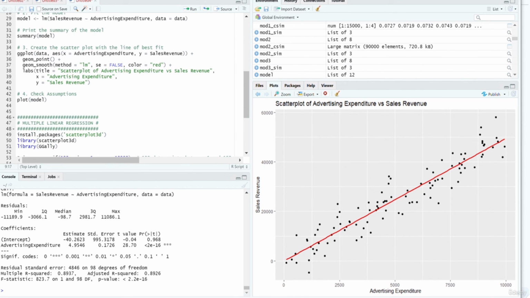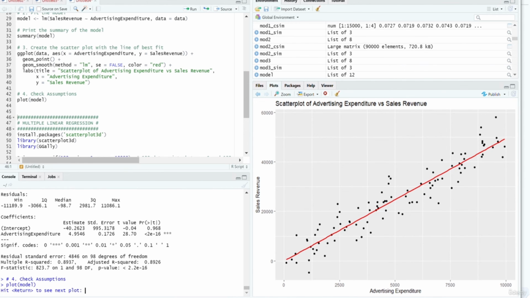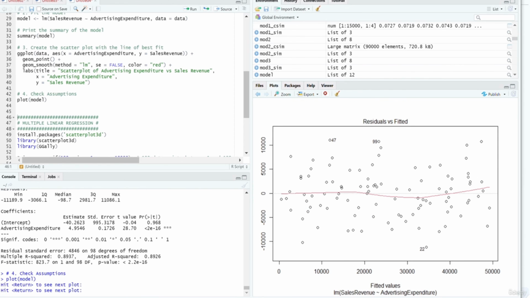And so R makes it really easy to diagnose our model to see if it meets the assumptions of linear regression. The first plot that we get is the residuals versus fitted values. Here, this plot is going to be all the values that we predicted for all the observations, and then on the y-axis is going to be the error that we got.